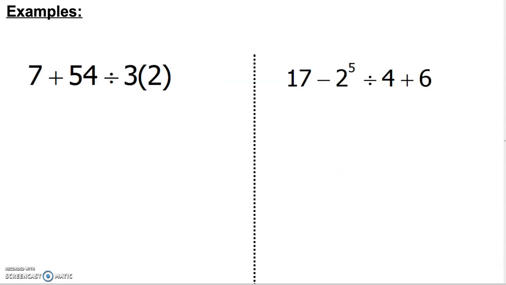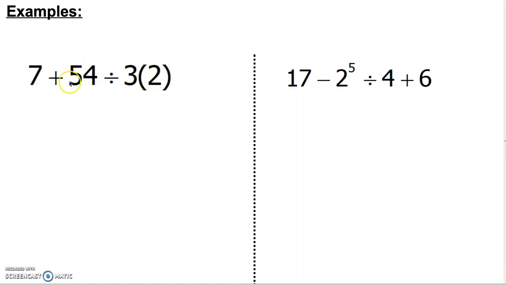All right, some examples of order of operations. So first we always need to analyze this expression, say 7 plus 54 divided by 3. And then this parentheses here is not really a grouping parenthesis. So there's different types of parentheses. There's a grouping parenthesis and a multiplication parenthesis. This one is multiplication. So we don't go to there first.